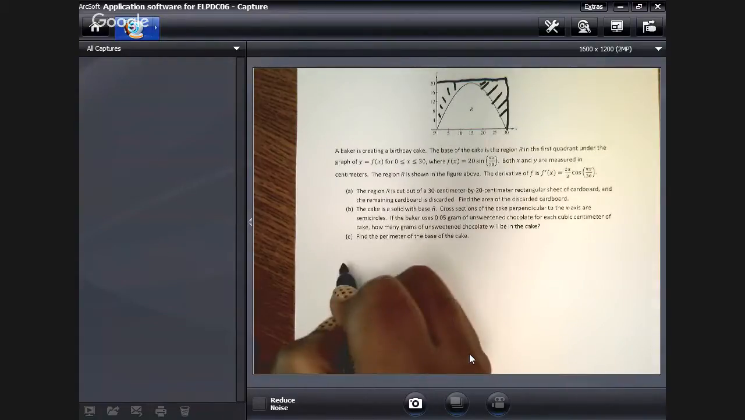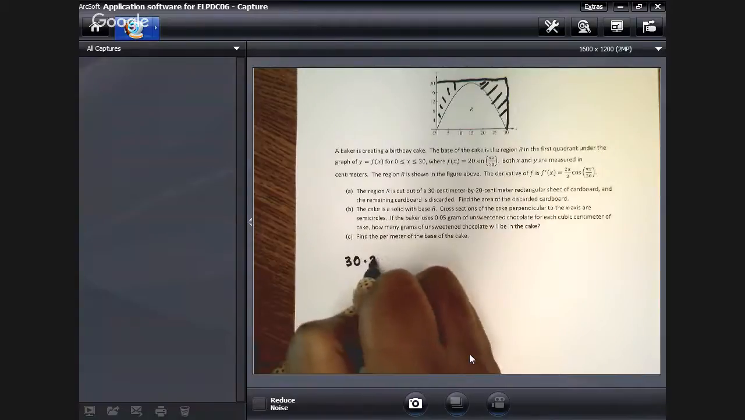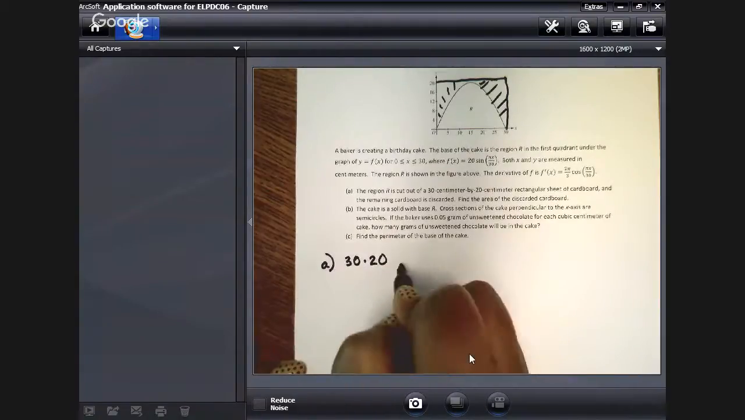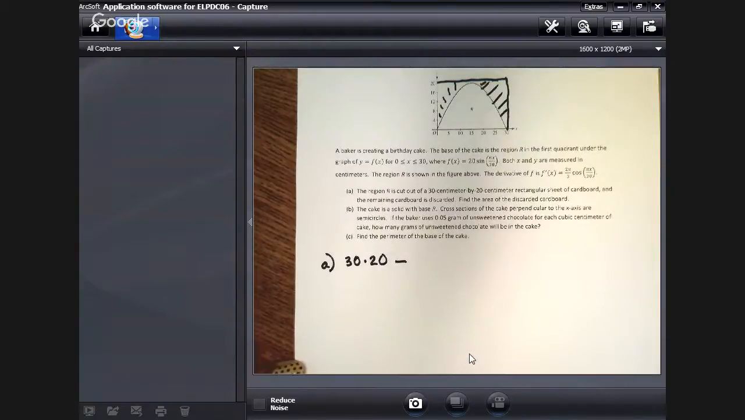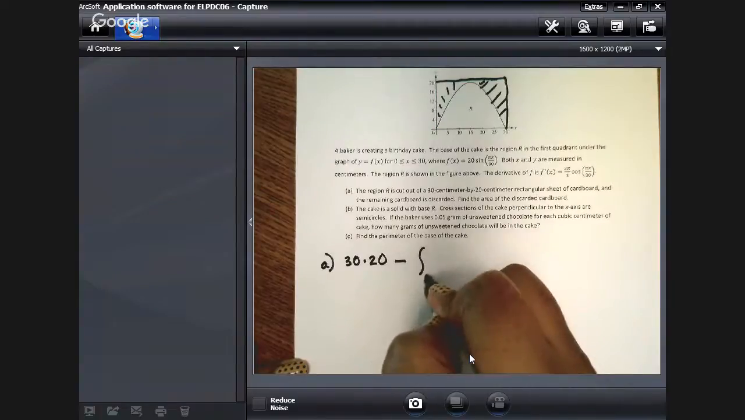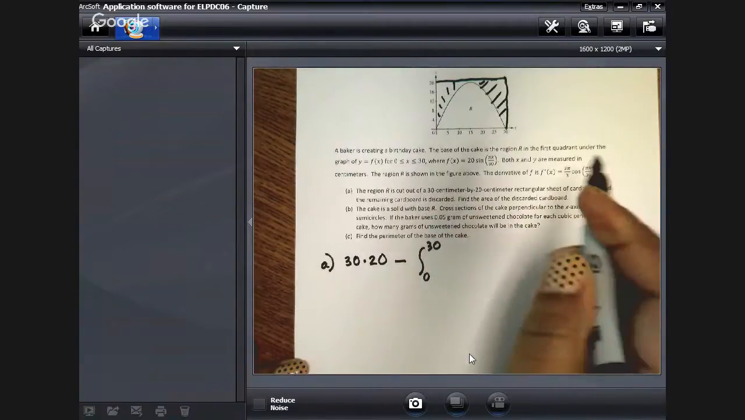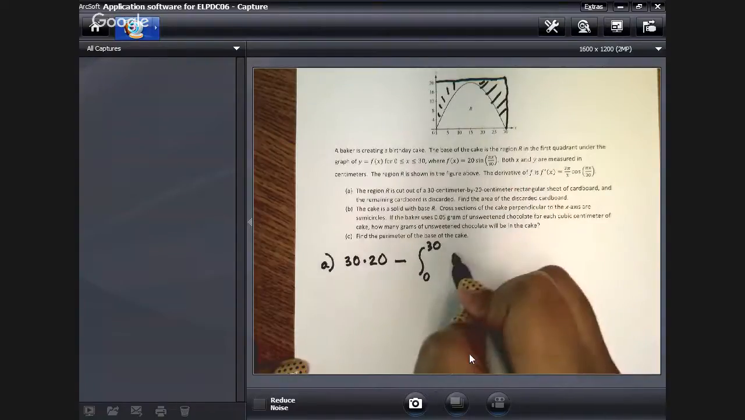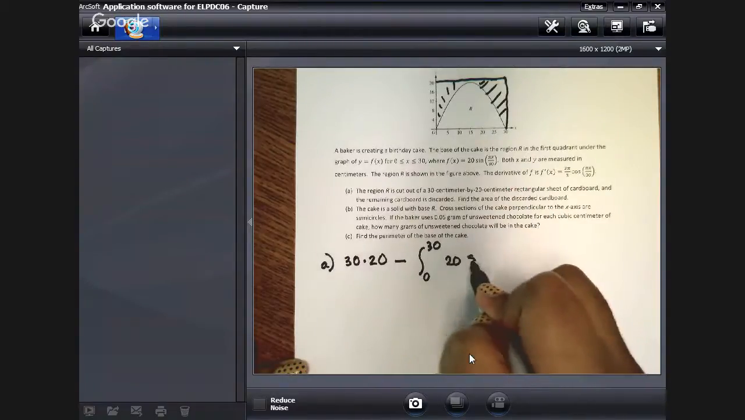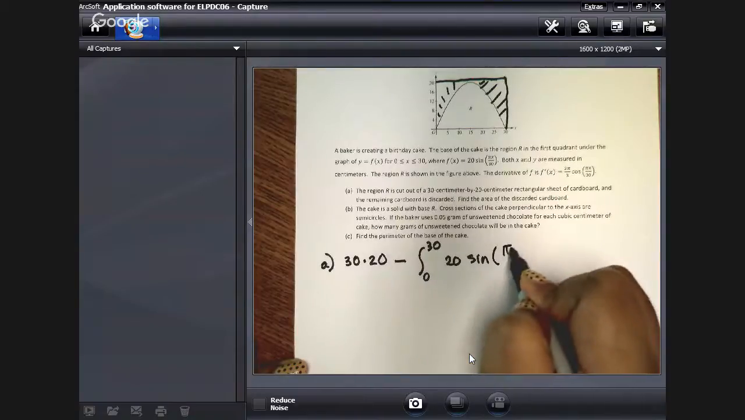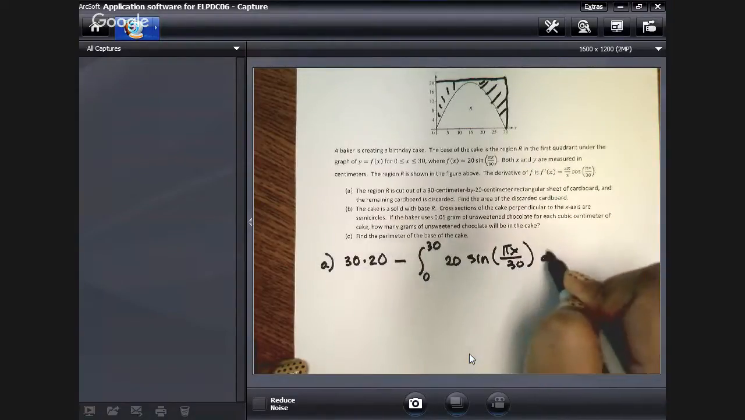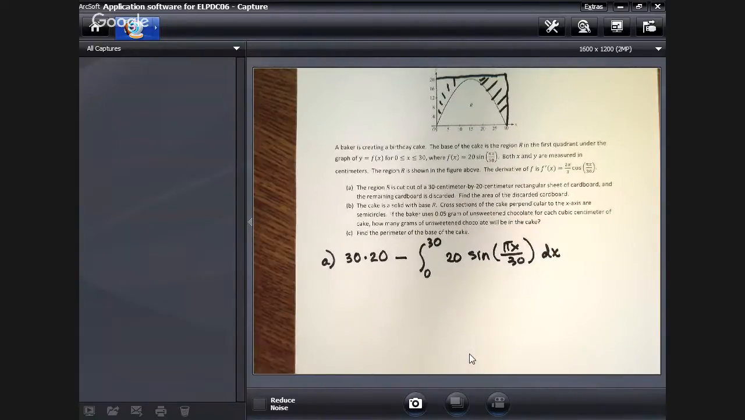So the area of the rectangle will be 30 times 20. And I want to subtract the area of R, which would be the definite integral from 0 to 30 of f of x dx, where f of x is 20 sine pi x over 30 dx. Actually, I could have just written f of x since they clearly define f of x here, and I could use that. I just decided to write the function out.